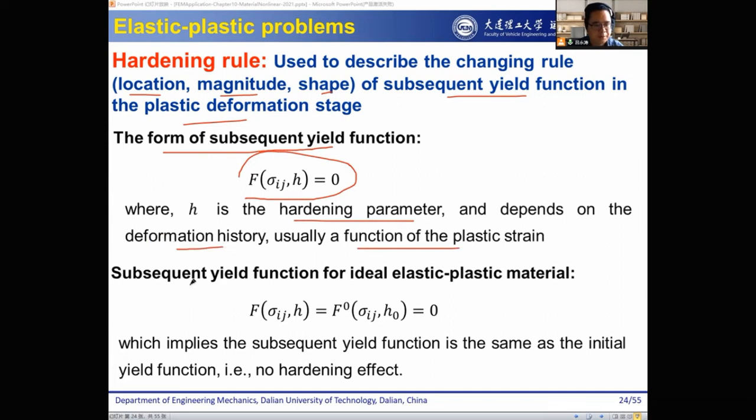And the subsequent yield function of an ideal elastic plastic material can be written as this, and it is implied the subsequent yield function is the same as the initial yield function, so there's no hardening effect.